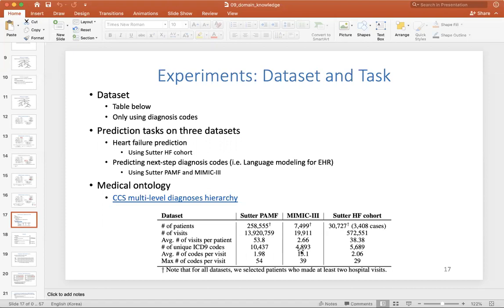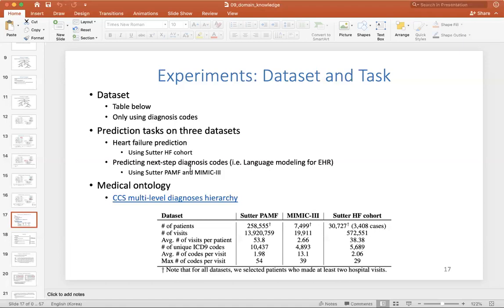And MIMIC-3, you know what MIMIC-3 is. So two tasks. One is heart failure prediction, as you will already be familiar with. Given a longitudinal EHR, I try to predict whether the patient will have heart failure or not in the future. The other is predicting next-step diagnosis codes, which is pretty similar to language modeling in NLP. In language modeling, you see the sequence of words and then try to predict the most likely word that comes after. Let's see, I like cats and something. Trying to predict that something would be language modeling.